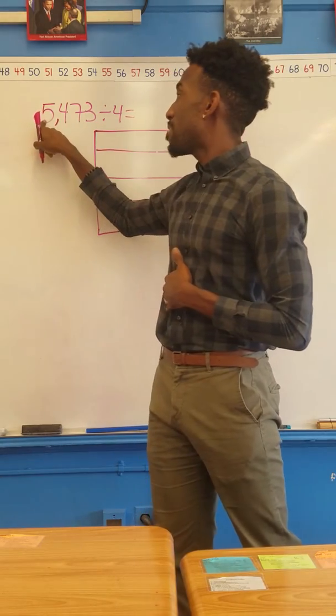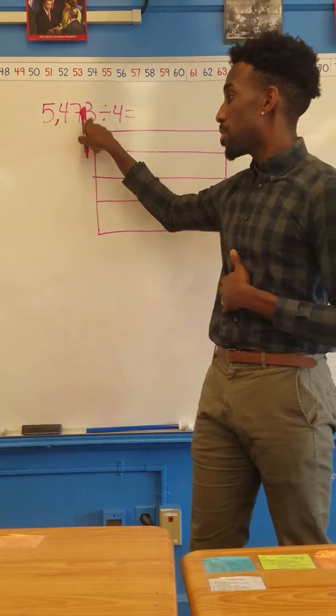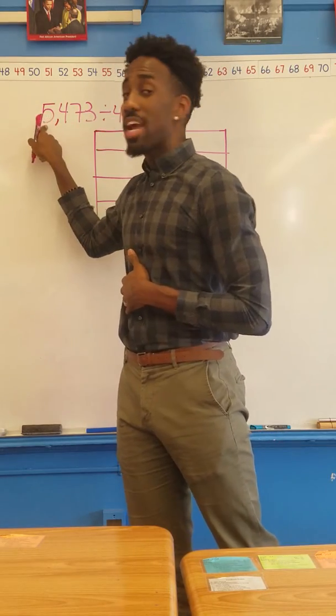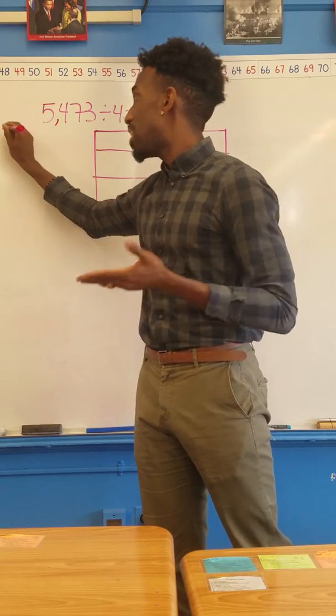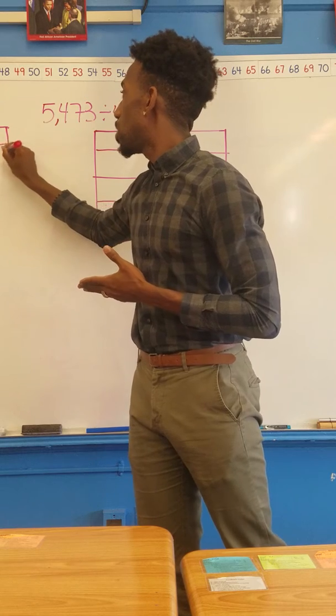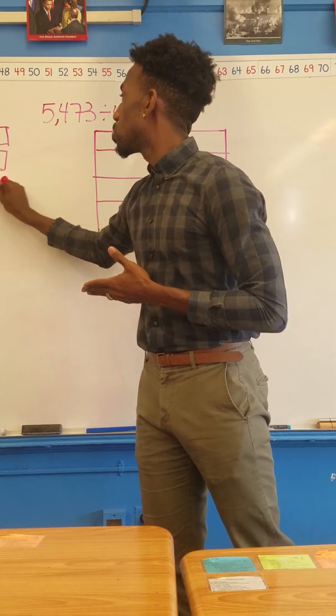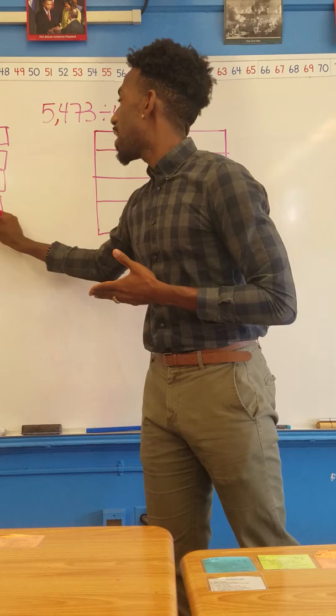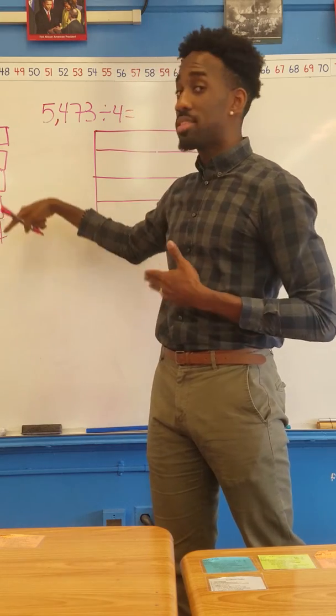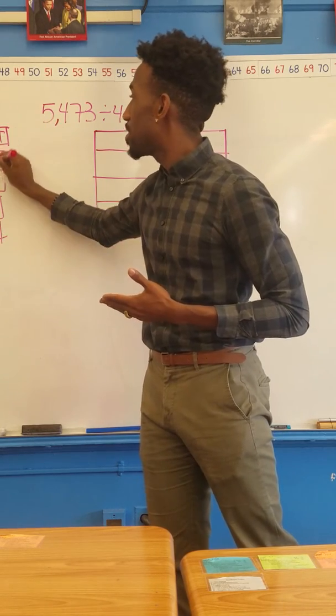So here I have 5,473. I notice I can show this by drawing 5,000 cubes. 1, 2, 3, 4, 5. And I can show this as 1,000 by putting a T on the inside of it.